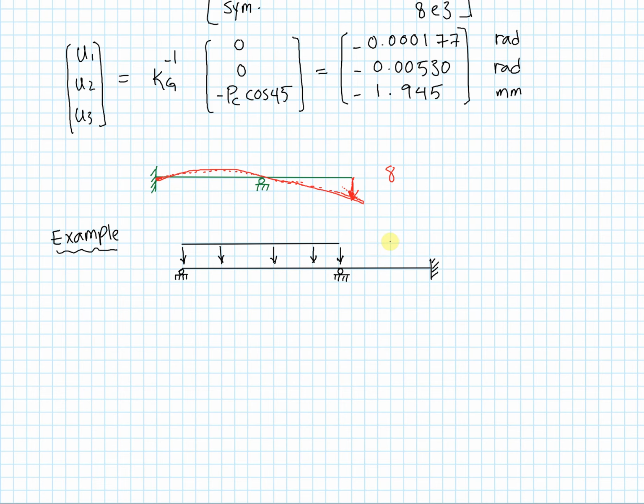And I also have a point load in the right span. And their magnitudes are given as follows. Okay, and I have nodes A, B, and C. And I've got lengths 8 meters, 3 meters, and 2 meters.